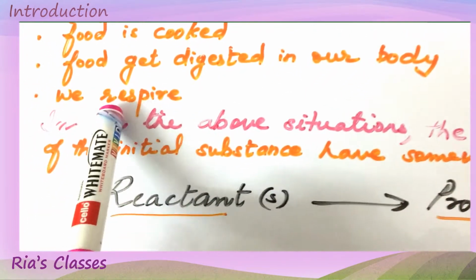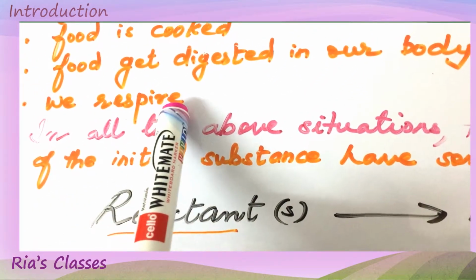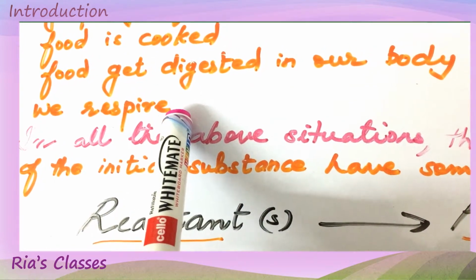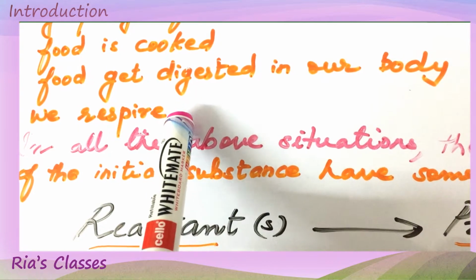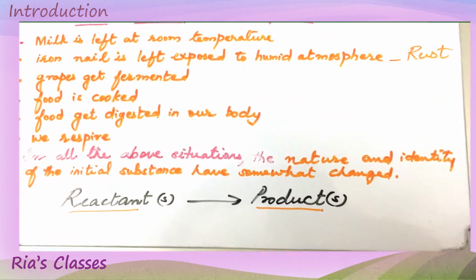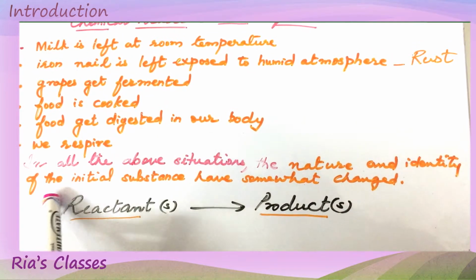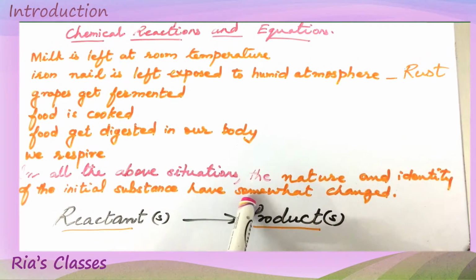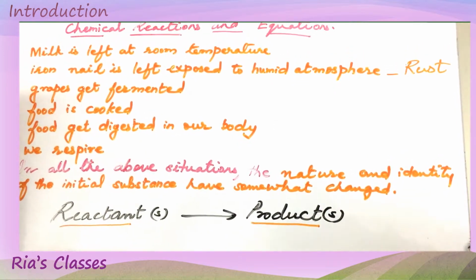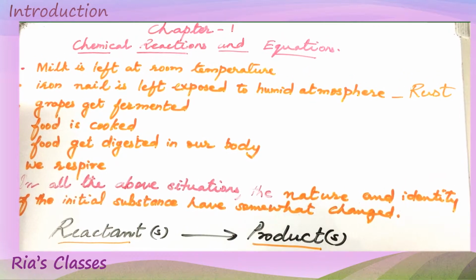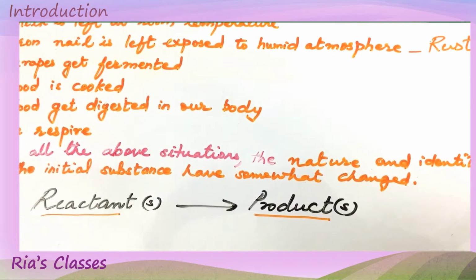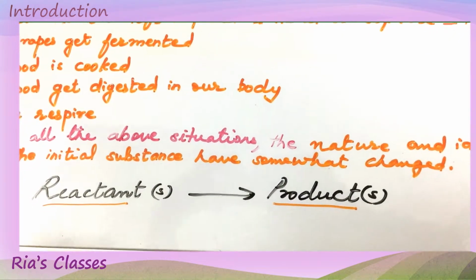Next, what happens during respiration? During respiration, the oxygen that we breathe in combines with the digested food, and energy is released. So in all the above situations, we can see that the nature and identity of the initial substance have changed. In your earlier classes, you have studied physical and chemical changes. What is the main difference between a physical and a chemical change? In a chemical change, a new substance is formed.